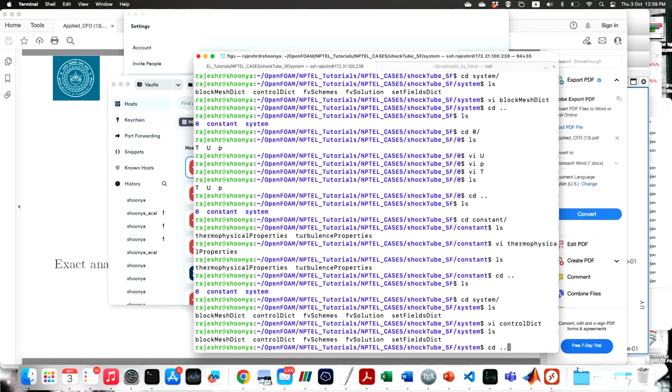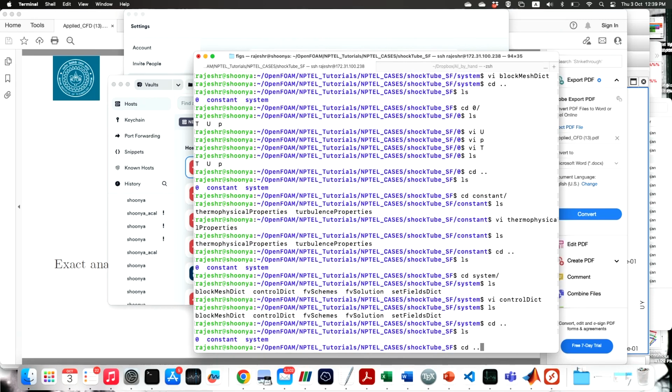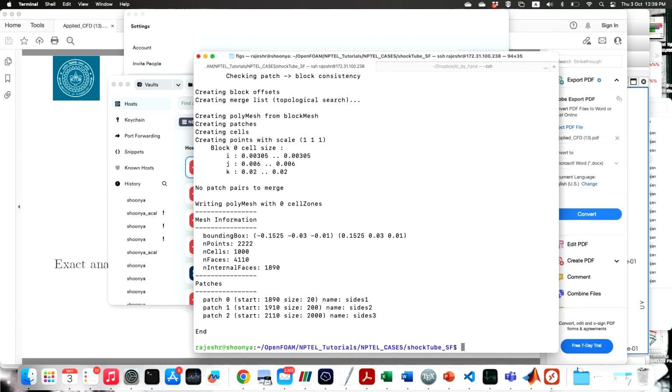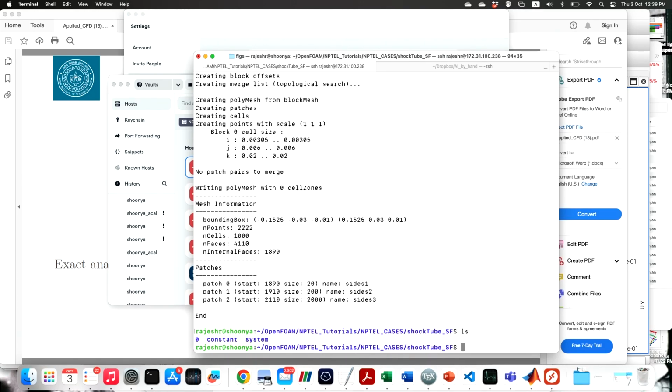So, let me run this. blockMesh, and then you have to run sonic form.